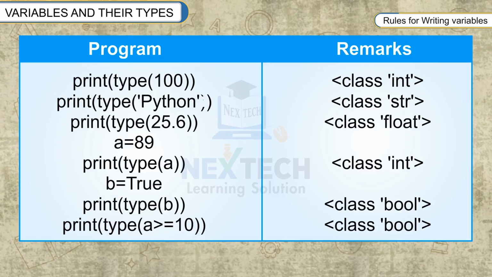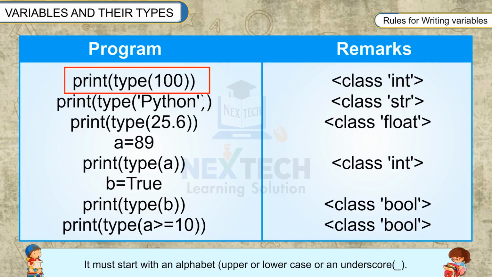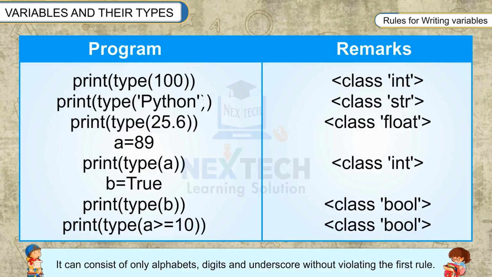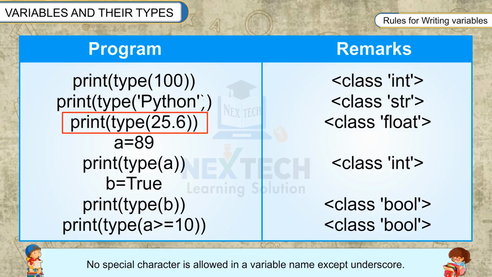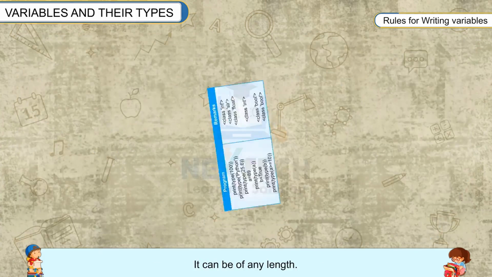Rules for writing variables. When we write variables, the following rules are applicable. It must start with an alphabet, upper or lowercase, or an underscore. It can consist of only alphabets, digits, and underscore without violating the first rule. No special character is allowed in a variable name except underscore. Reserved keywords of Python cannot be used as a variable name. It can be of any length.